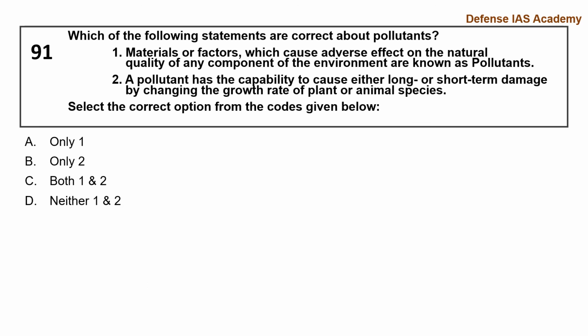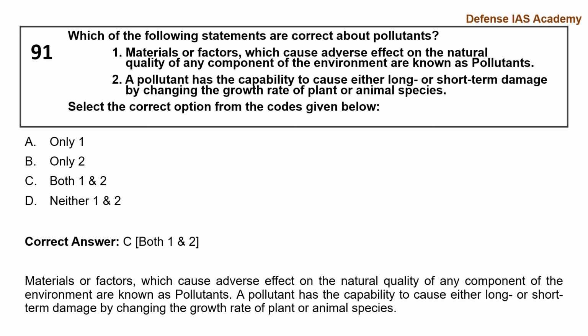Question 91. Which of the following statements are correct about pollutants? 1. Materials or factors which cause adverse effect on the natural quality of any component of the environment are known as pollutants. 2. A pollutant has the capability to cause either long or short-term damage by changing the growth rate of plant or animal species. Select the correct option from the codes given below. The correct answer is option C, both 1 and 2.